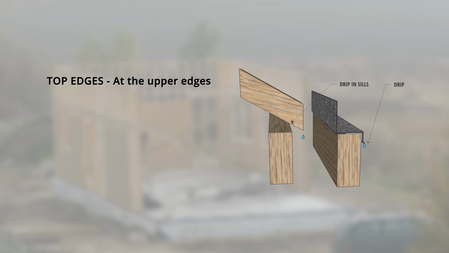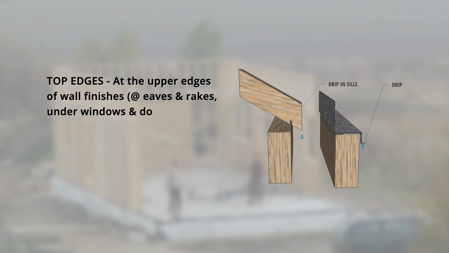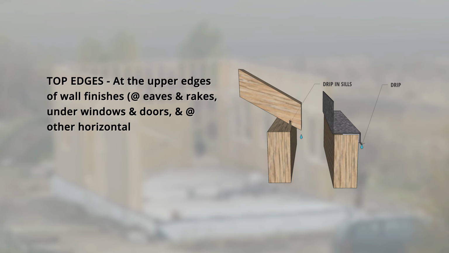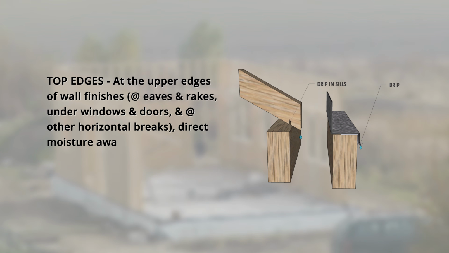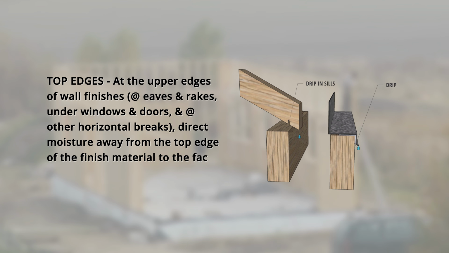Exterior finishes. Top edges. At the upper edges of the wall finishes, at eaves and rakes, under windows and doors, and at other horizontal breaks, direct moisture away from the top edge of the finished material to the face of the wall. Let's reference this detailed illustration.